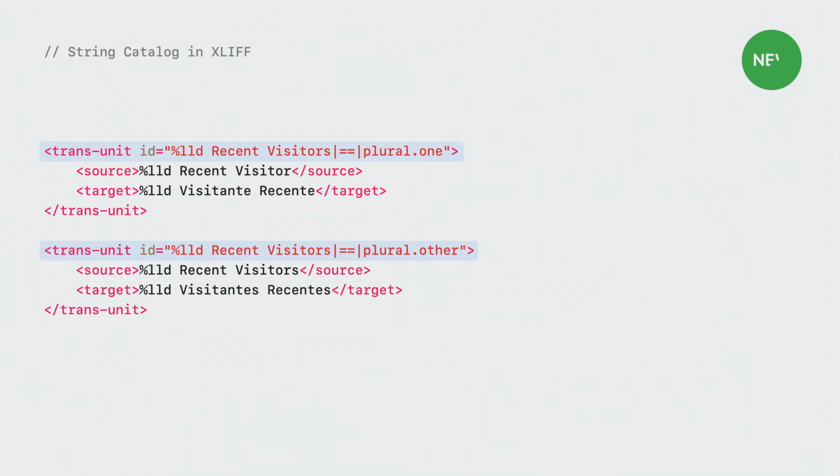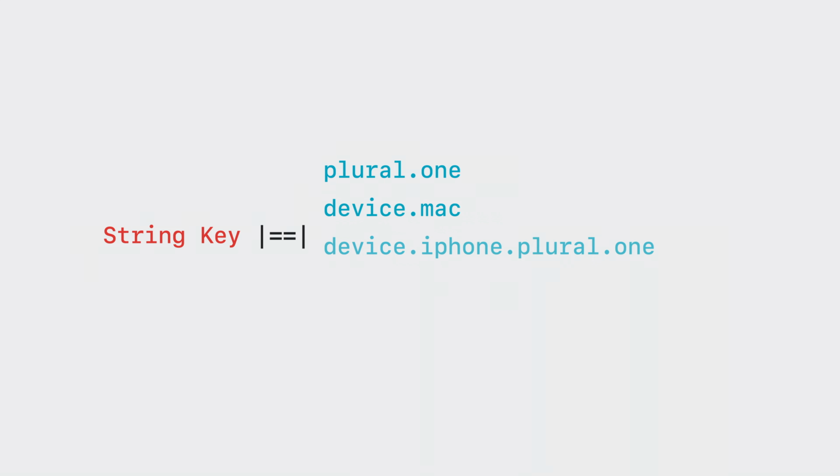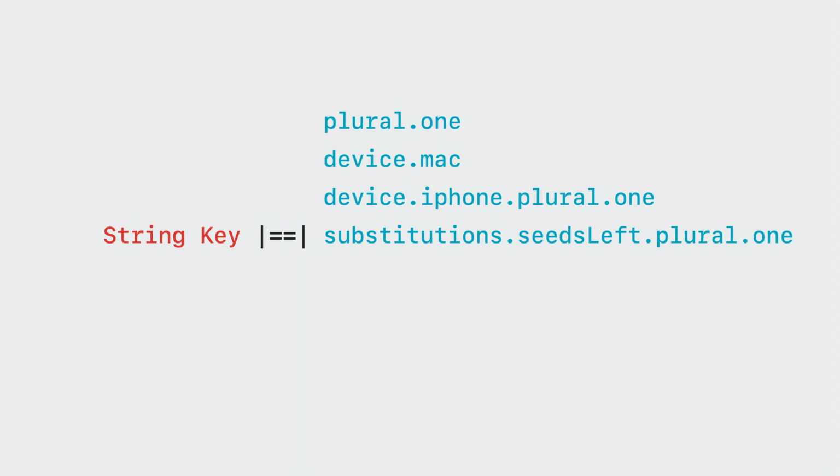When varied strings instead originate from a string catalog, they'll look like this instead. They contain the string key, a separator sequence, and finally a dot-separated configuration string. This configuration string could be a simple plural specifier, a device specifier, a chain of multiple conditions, or a path to a plural case inside a substitution. Not only should it be easy for automation tooling to read these keys, but we've also designed them to be easy for humans to read and understand at a glance.